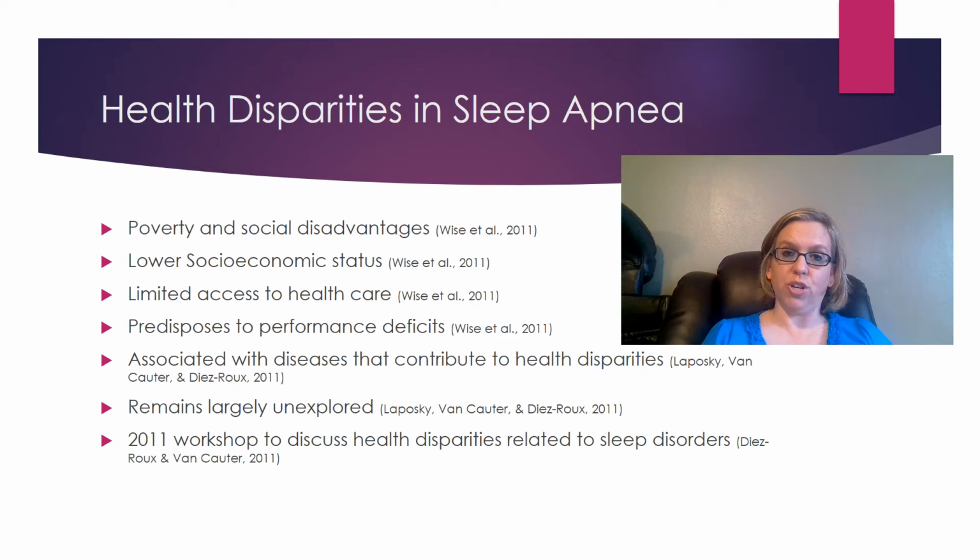Unfortunately, the contribution of obstructive sleep apnea to healthcare disparities is largely unexplored, and the causes of disparities related to sleep are just now beginning to emerge. In 2011, the National Heart, Lung, and Blood Institute did a workshop specifically to discuss health disparities as they relate to sleep problems. One of the goals of Healthy People 2020 is to increase the number of persons who have symptoms of obstructive sleep apnea who see a provider for this problem.